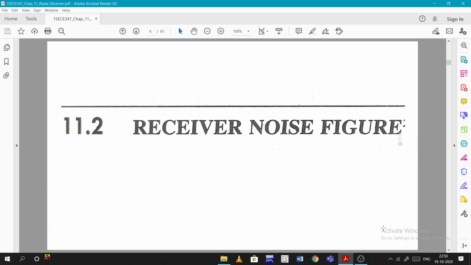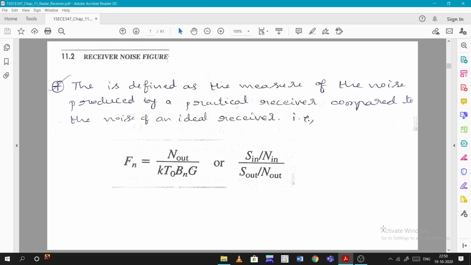Next, receiver noise figure. Noise figure is also known as Fn. This was also already studied in the previous class; if you want the derivation or definition, you can see the previous classes. It is defined as the measure of the noise produced by the practical receiver compared to the noise of an ideal receiver. I explained there that an ideal receiver means that even if the environment is noise-free, there will still be noise generated by the electronic parts of a receiver.